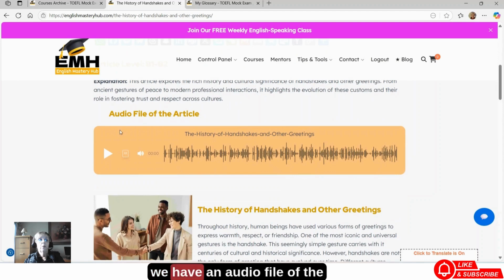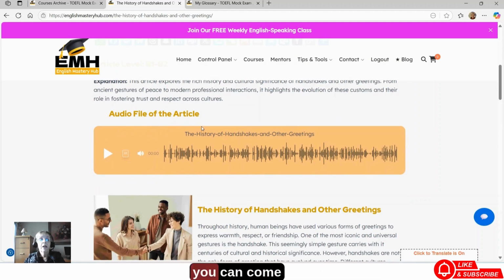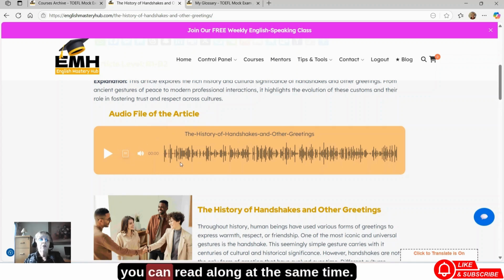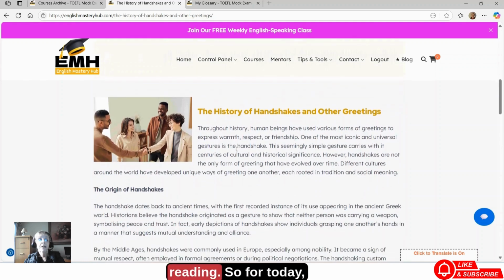Below that, we have an audio file of the article. Now, once you've registered on the website, you can come and listen to the audio, and you can read along at the same time. You can stop the audio, rewind, replay as many times as you like, and this will greatly help you improve your understanding of English listening as well as English reading.